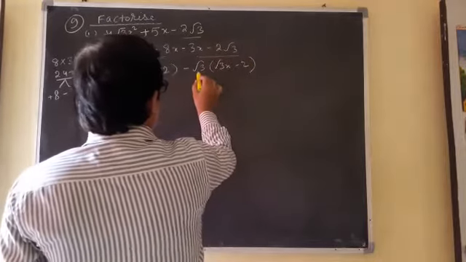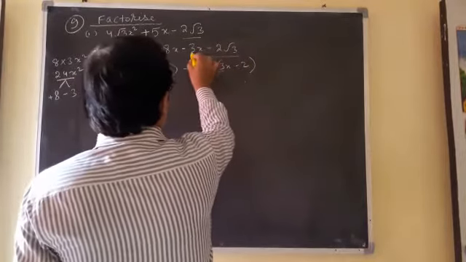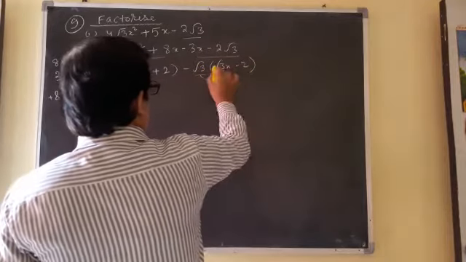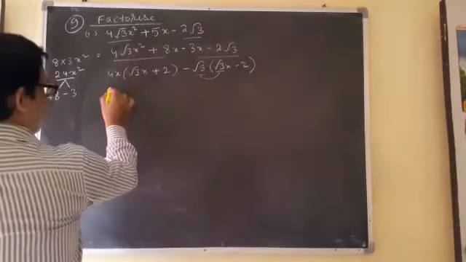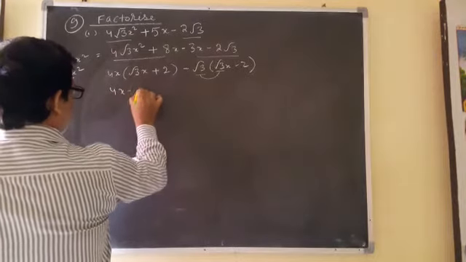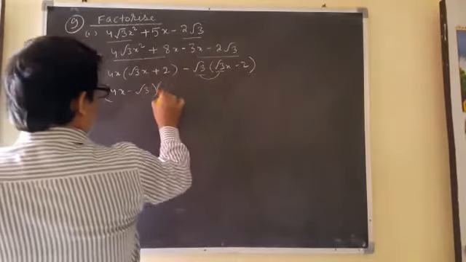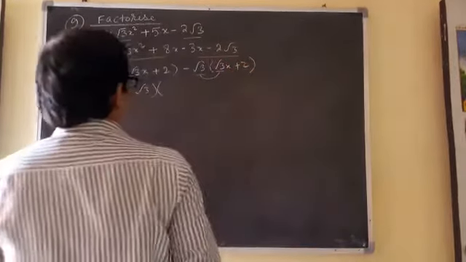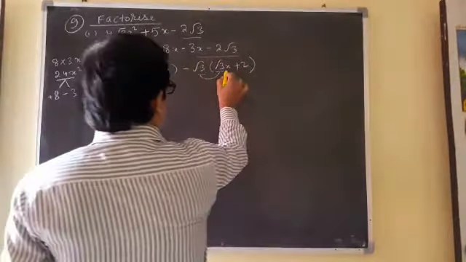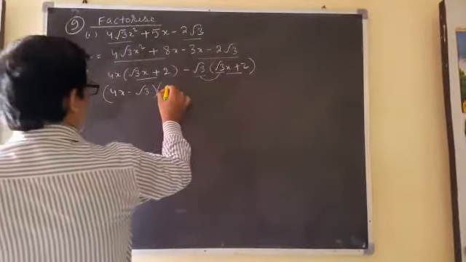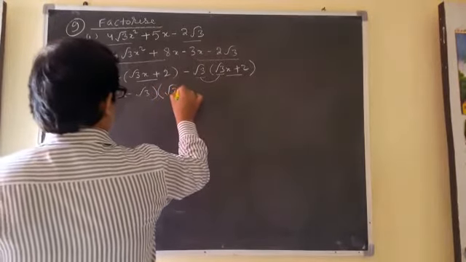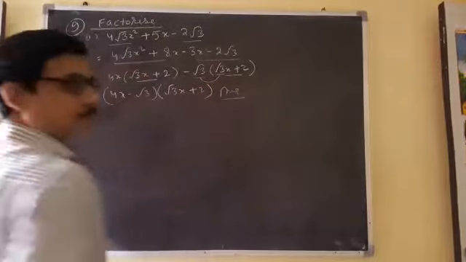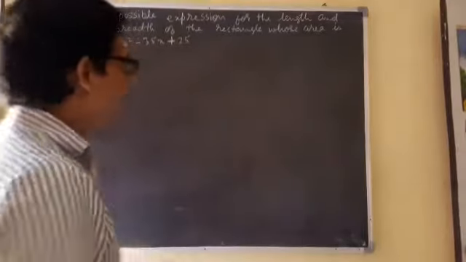Why I have written this: when we multiply root 3 into root 3, it will be 3x. And when we multiply root 3 into 2, it will be 2 root 3. Now we can write 4x minus root 3, and on this side I have written minus, so here it will be plus. So both are the same inside the bracket. So we will write root 3x plus 2. This is our answer.